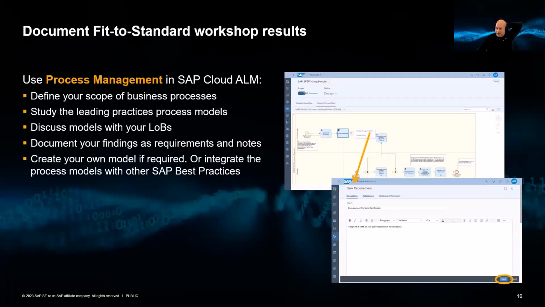So here you see how you document the workshop results in the process management area. In this case, we have a SuccessFactors process we've brought in. We can then just right click on something and select that you need to create a new requirement, and then it has a nice little application for this that links it in. And here you can then assign it to work streams, assign it to team members, assign it to different phases, and work with your lines of business.